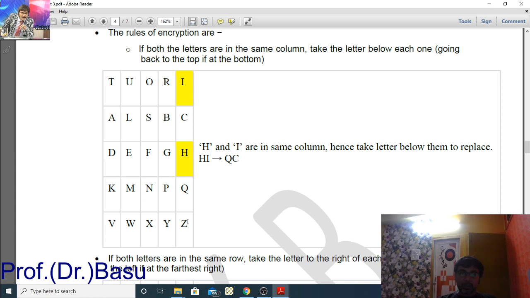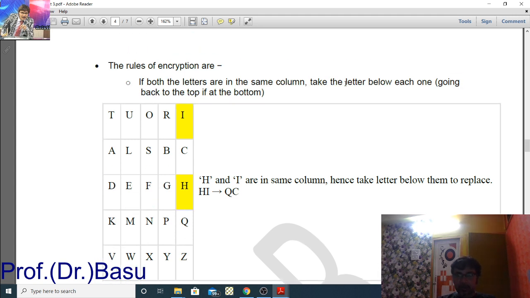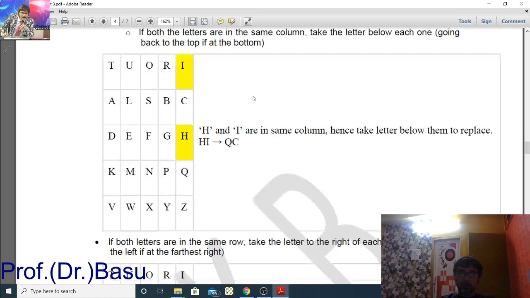If it had been the last one, if it had been Z, then we would have used the character of the top row, right? So the rule is take the letter below each one, going back to the top if at the bottom. If the character from the plain text is at the bottom, then it will be replaced back to the top of it, right?